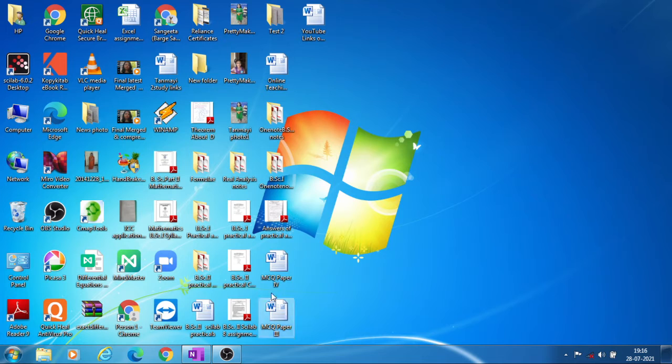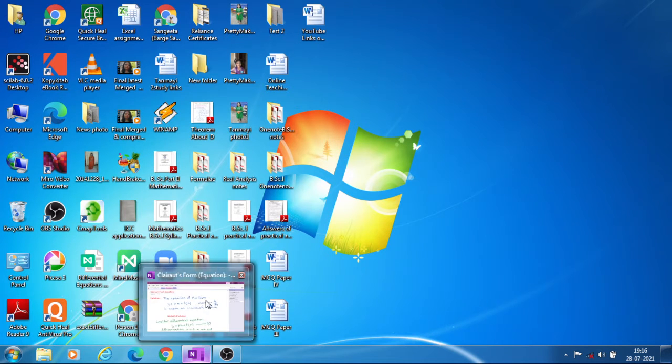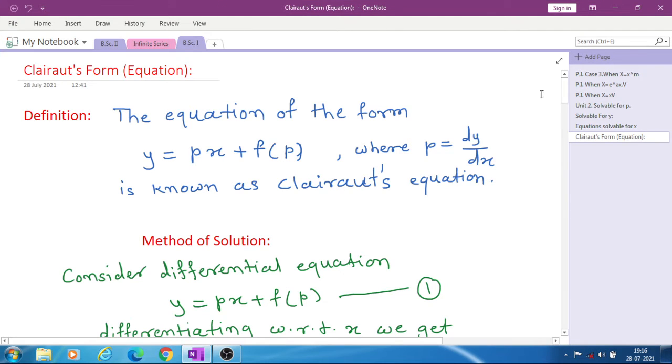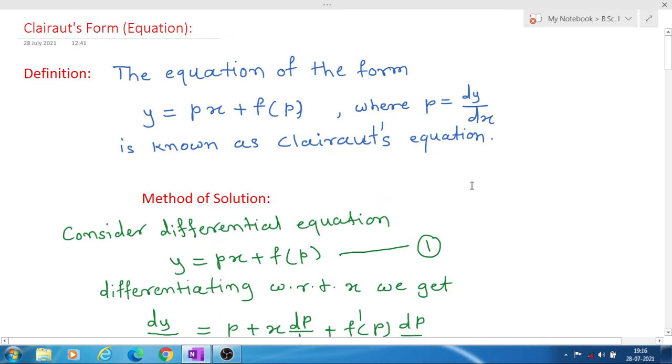Now in this lecture we see a new type of equation called Clairaut's equation. So the definition of Clairaut's equation is: the equation of the form y is equal to px plus f of p, where p is equal to dy by dx, is known as Clairaut's equation.